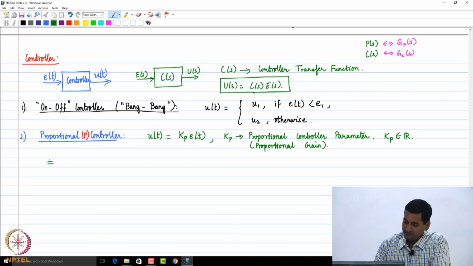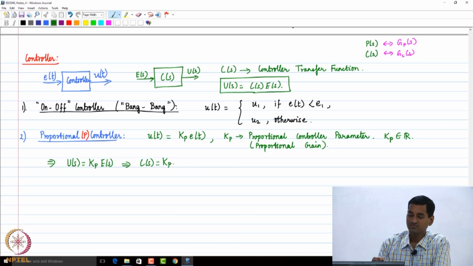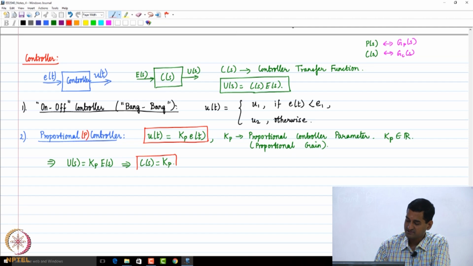This immediately implies that if you take the Laplace transform, U(s) becomes Kp times E(s). This implies that the controller transfer function, in this particular case, is just Kp. So that's what we have as the structure of this controller. This is the structure in the time domain, and this is the transfer function of the controller.